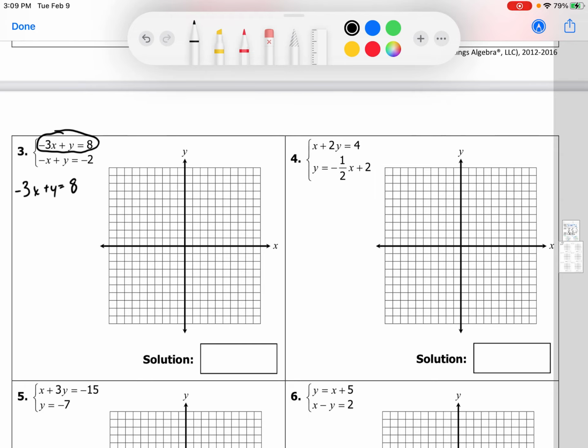And so to put this in slope-intercept form, I need it in y equals mx plus b form. So I need the y by itself on the left-hand side. So I need to get rid of this -3x. And to do that, I'm going to add 3x to both sides. Now I have the y by itself on this left-hand side. So I just need to do a little bit of rearranging.